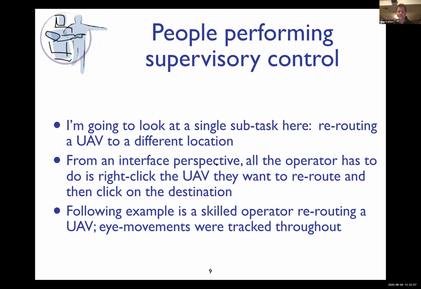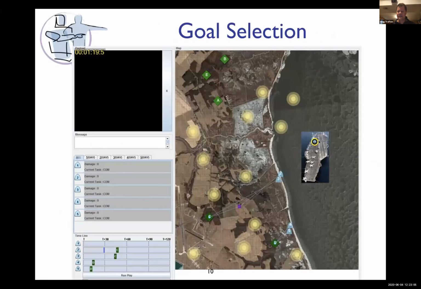So what I'm going to do is show an example of a skilled operator rerouting a UAV, and you're going to see eye movements tracked throughout. The eye movements are kind of the bouncing ball, and I'll show this a couple times. All right, so this is the UAV that you want to pay attention to. I think what you'll see is the operator rerouting it to this particular target here.